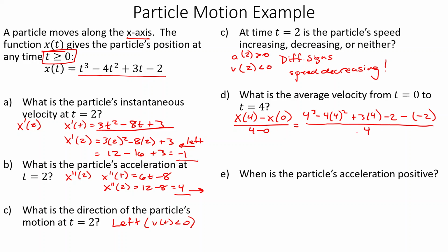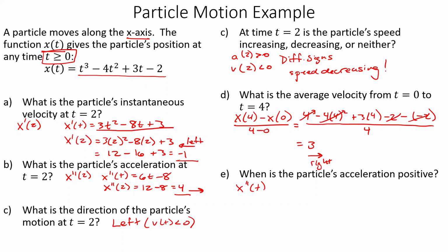All over 4. These two cancel out. These two cancel out. We get 12 over 4, which is 3. So the average velocity is positive 3, so that would mean we're going to the right at 3 units per whatever time. Particle's acceleration, positive. All right, so we go back to our acceleration.